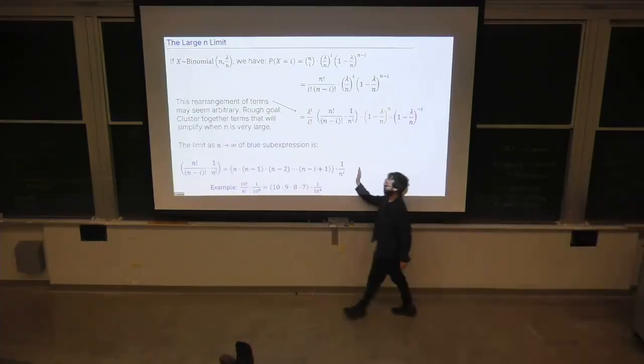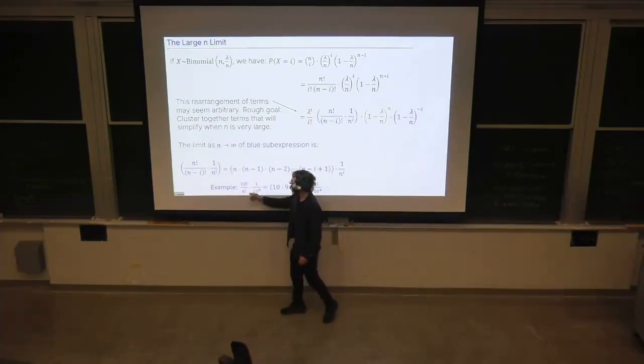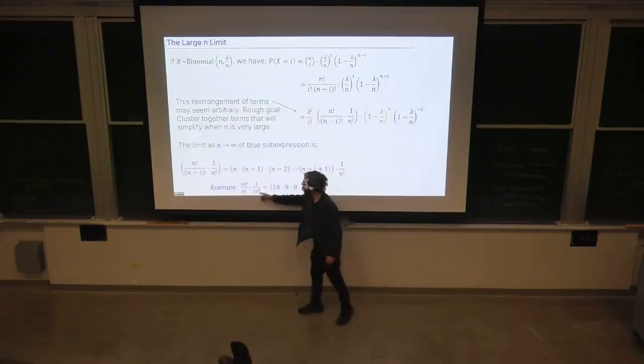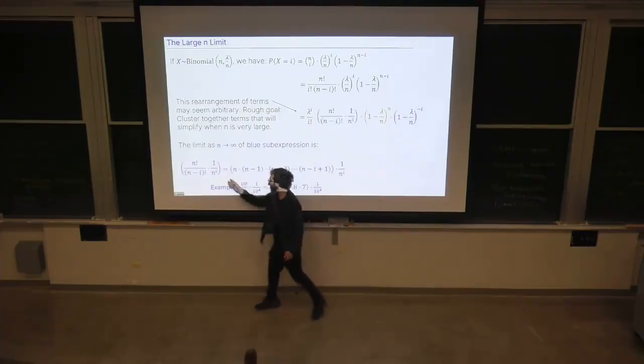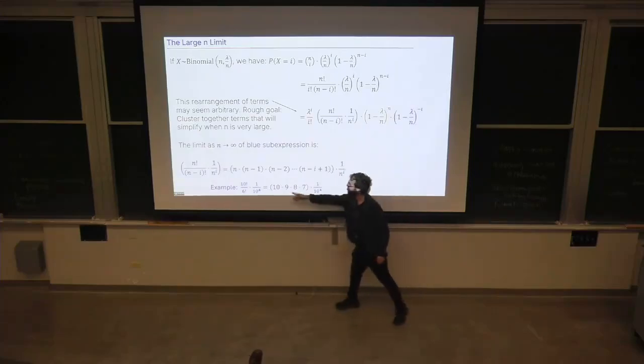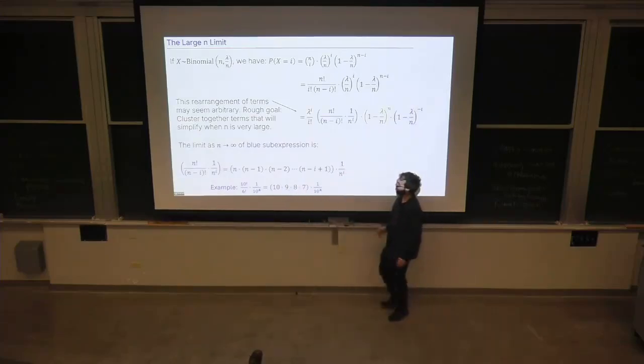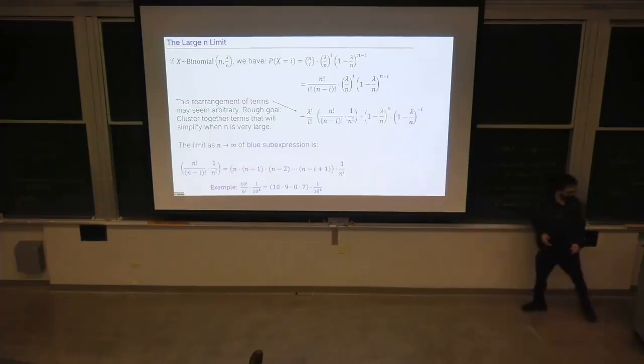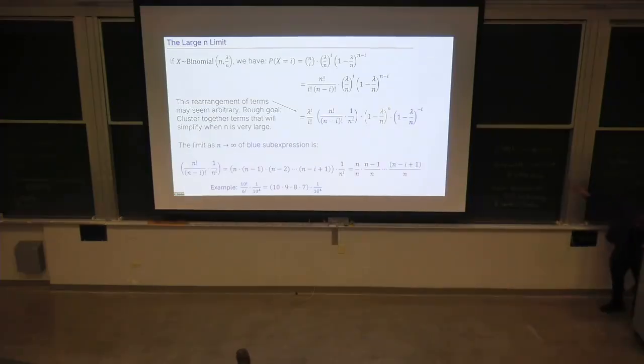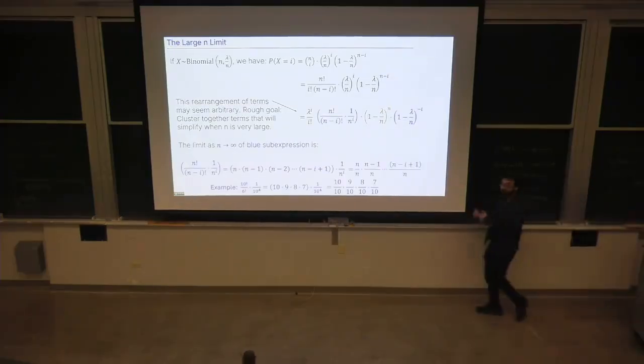What really happens over here? It's 10 factorial over 6 factorial times 1 over 10 to the 4th. That's what's over here. If I expand that out, it's 10 times 9 times 8 times 7 over 10 to the 4th. Okay? Which is just simply, if we break it into individual terms, this is just giving you a number.